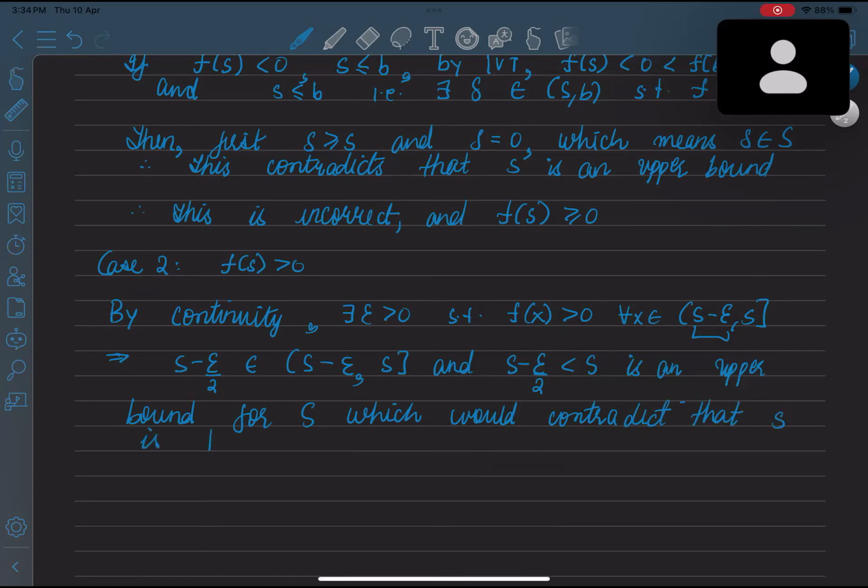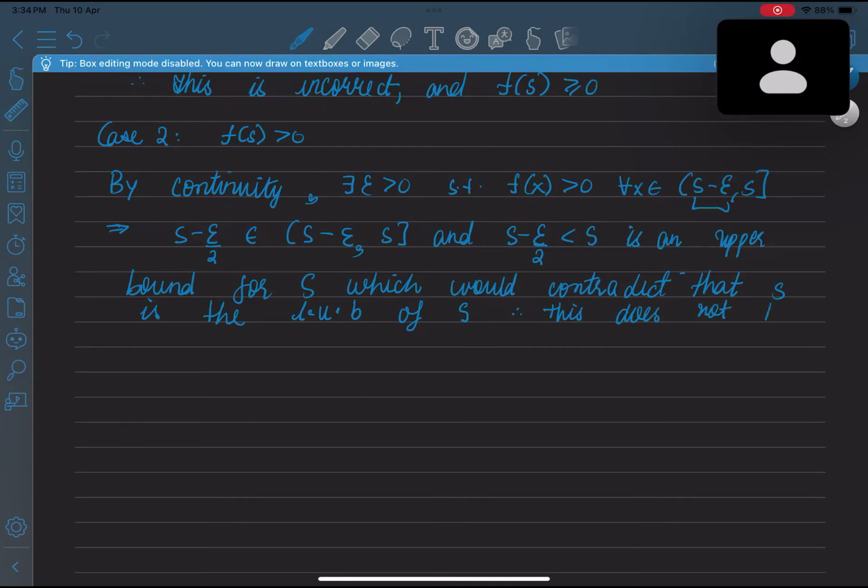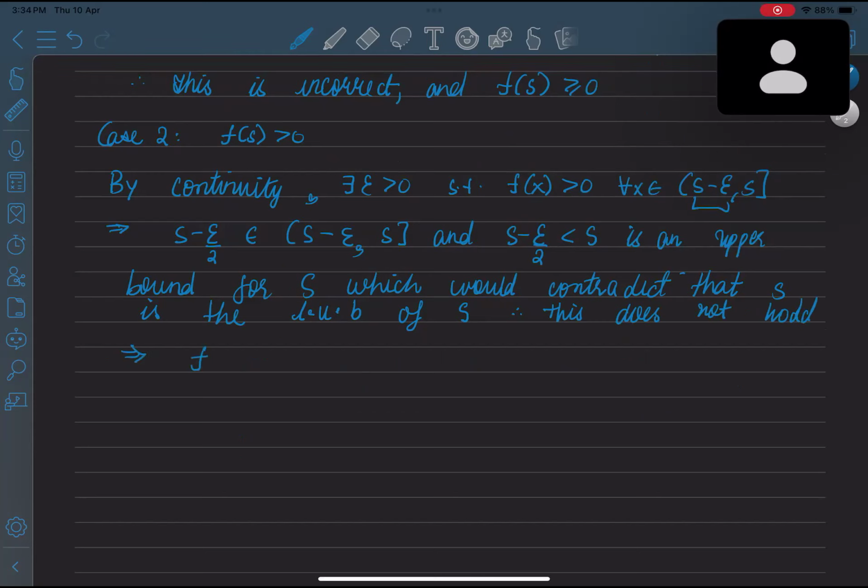S is the least upper bound of S. Essentially, it's sort of also the invocation of the approximation theorem, if you think about it in a way. And therefore, this is also incorrect. And so all we are left with is that f of S is equal to 0, as was required. So that is question number 7.